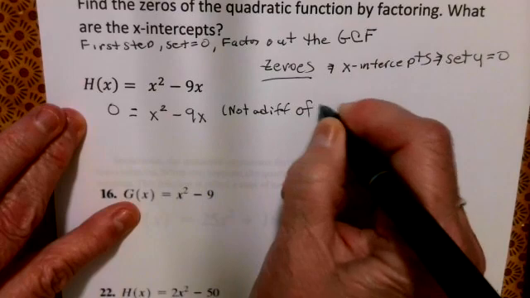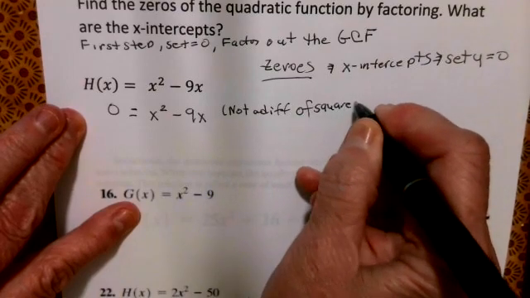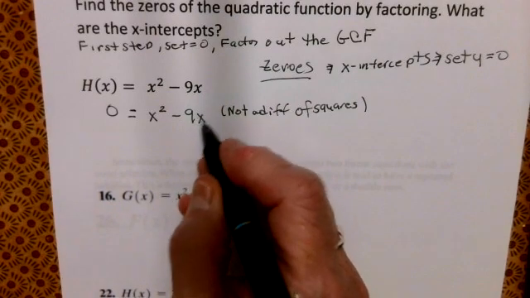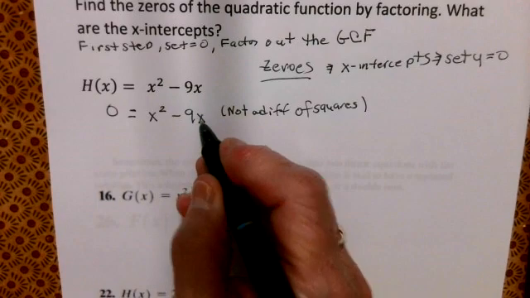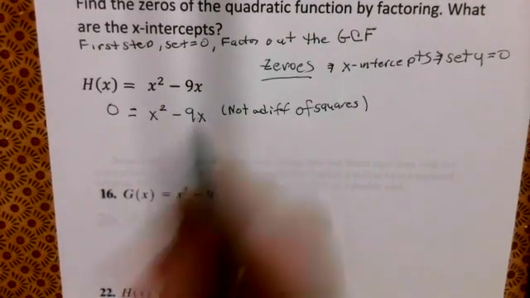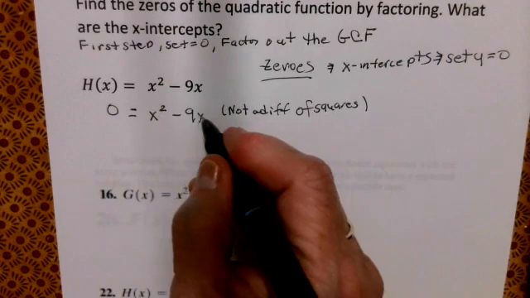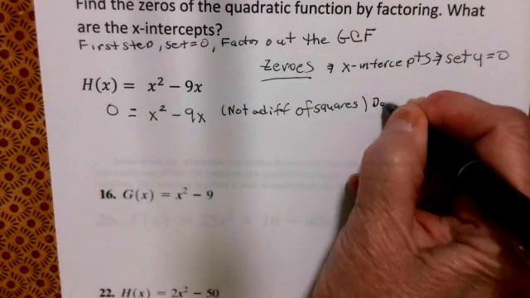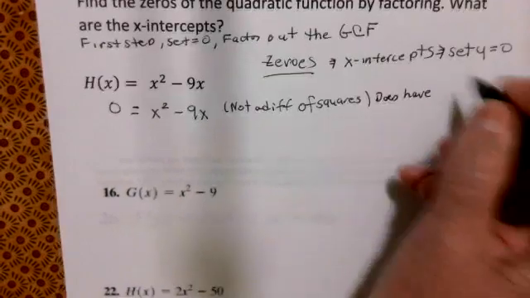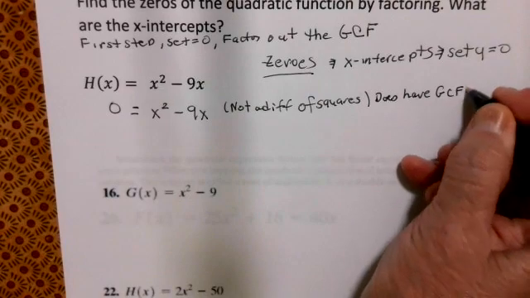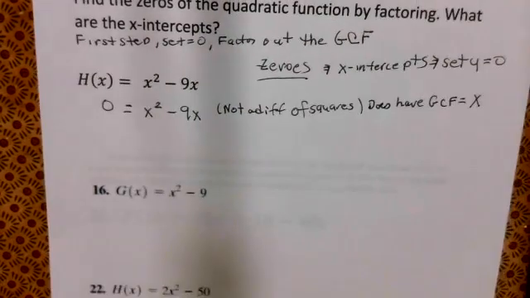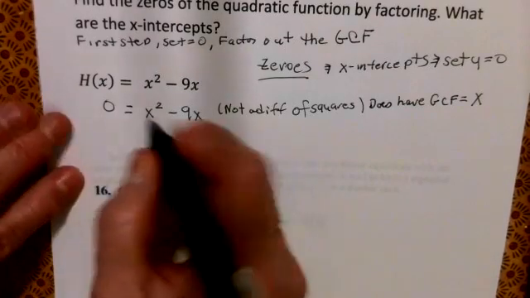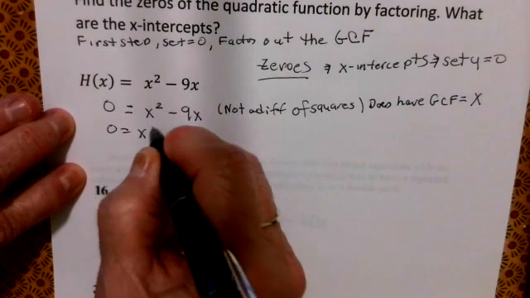Why is that? Well, it's because this x is not squared. Now, x squared is a square and 9 is a square, but this is the problem. So it's not a difference of squares, but it does have the GCF equal to x. Because you look at this, both of these terms have a factor of x. So I'm going to factor an x out.